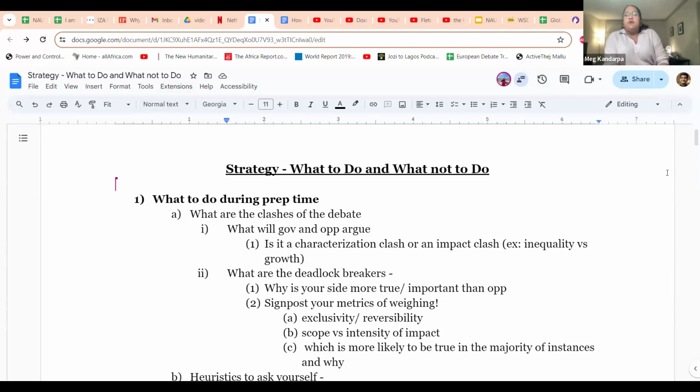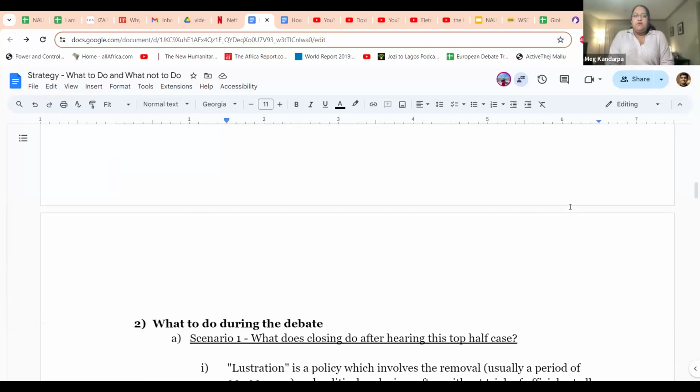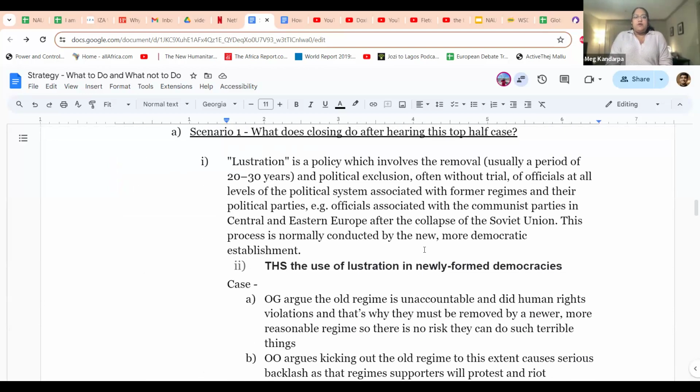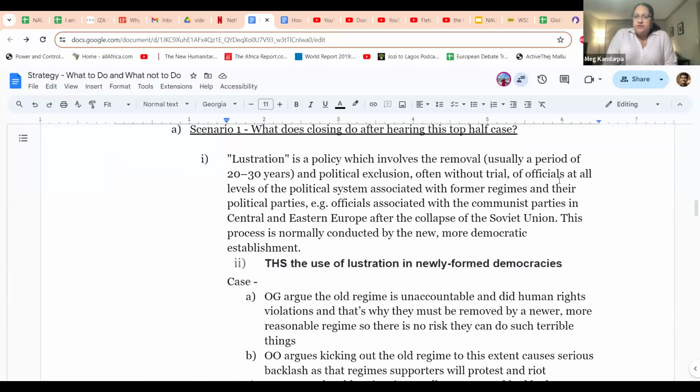Today we'll be going over strategy, what to do and what not to do. This will be more focused on answering questions and providing advice on how to approach three scenarios. The first scenario is what to do during prep time, focused on how you look at a motion strategically, where the clashes are, and how we assess that. The second will be focused on extension, but not mostly on what extension to run. Instead, it's going to be focused on what to do during the debate. How will we approach these extensions?